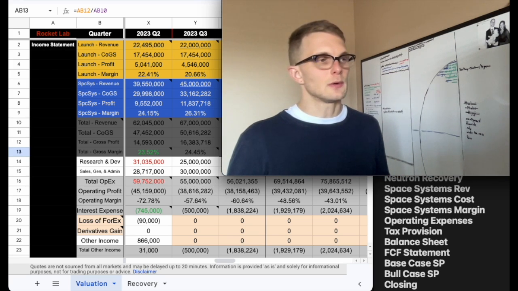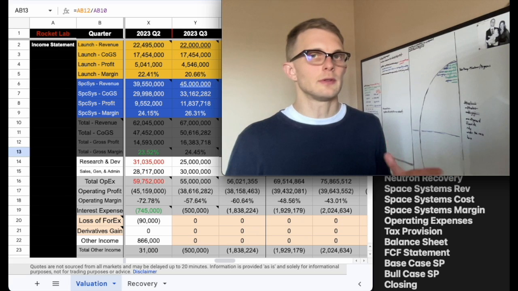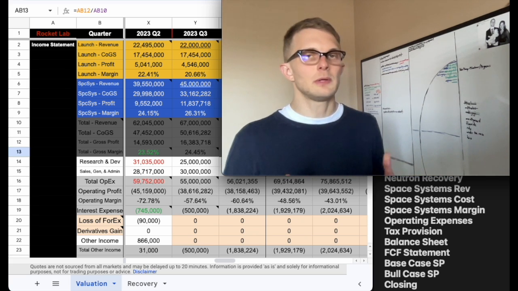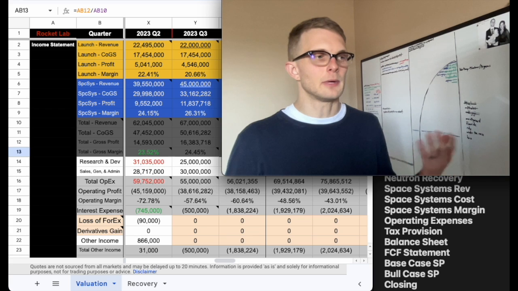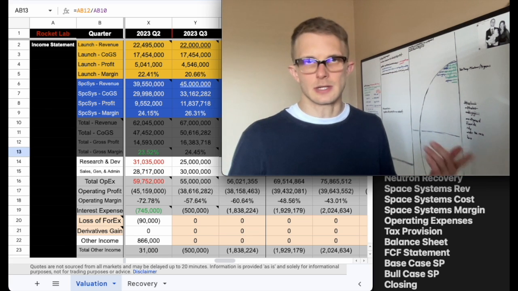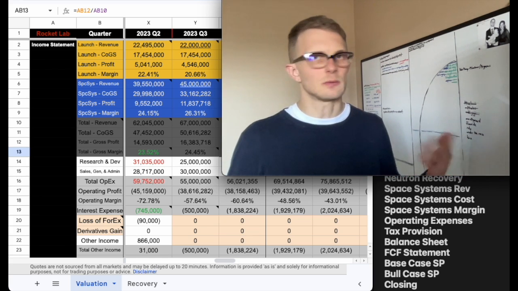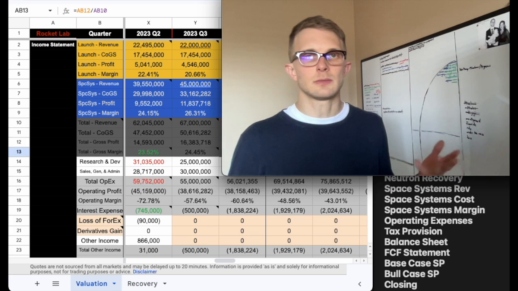One thing you'll notice as we go through this model, it is intentionally built to be very modular. What I mean by that is virtually any variable that you might want to change, for example, the number of Electron launches, the number of Neutron recoveries, the space system's margins, those can all be adjusted on the fly.